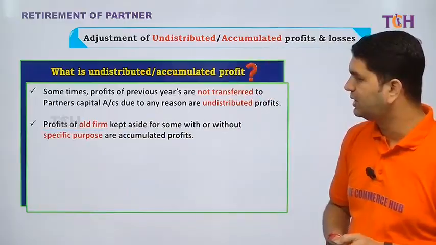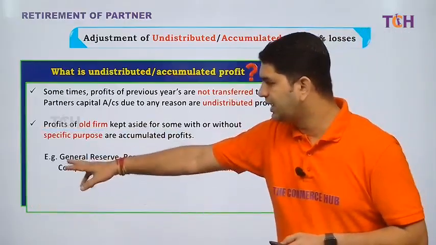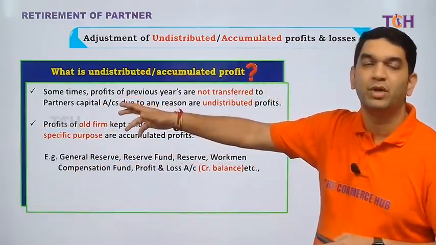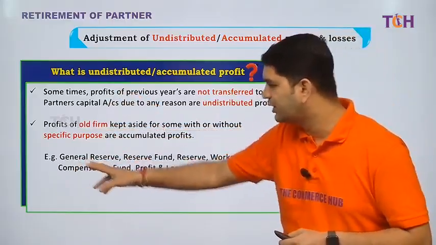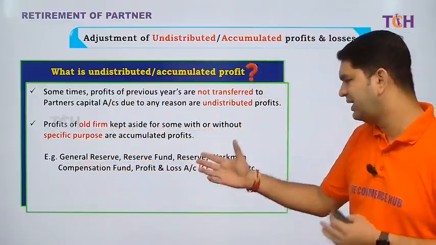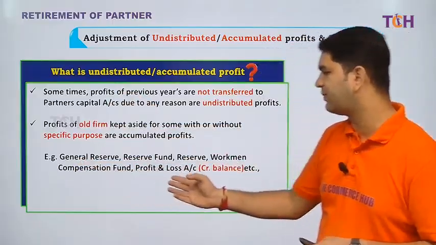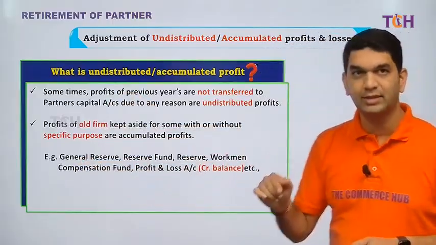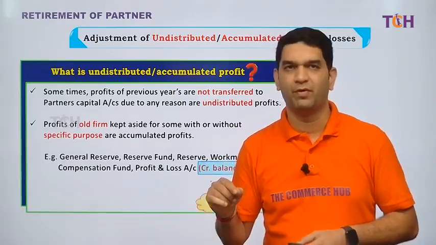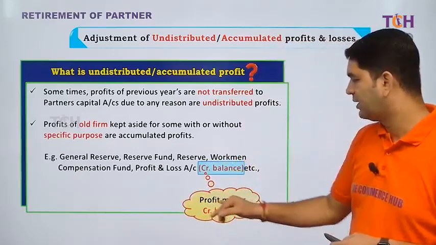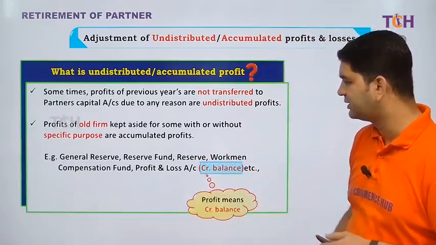Now moving forward, these are the examples of undistributed or accumulated profits: general reserve, reserve fund or any other reserve, workman compensation fund, and profit and loss account credit balance. That itself means net profit. Profit and loss credit balance, okay, profit means credit balance.